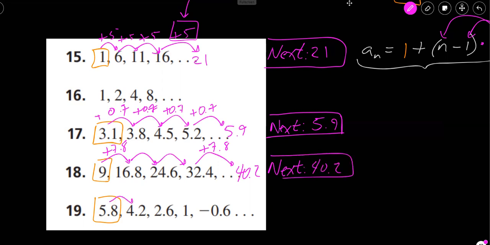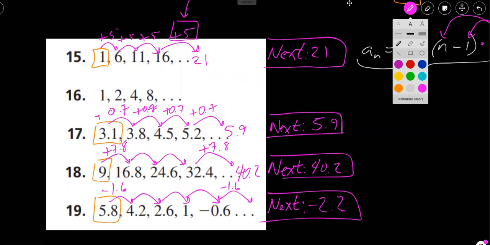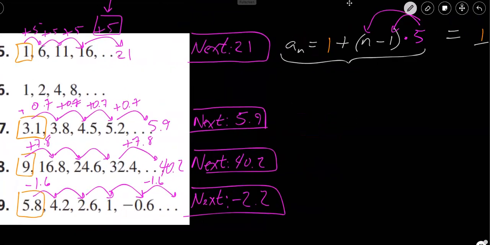Then finally, I can do this on this last one. We are subtracting. Same idea holds, except I'm subtracting 1.6. So negative 0.6 minus 1.6 is going to give me a value of negative 2.2. So I've got my next value for all three of these.